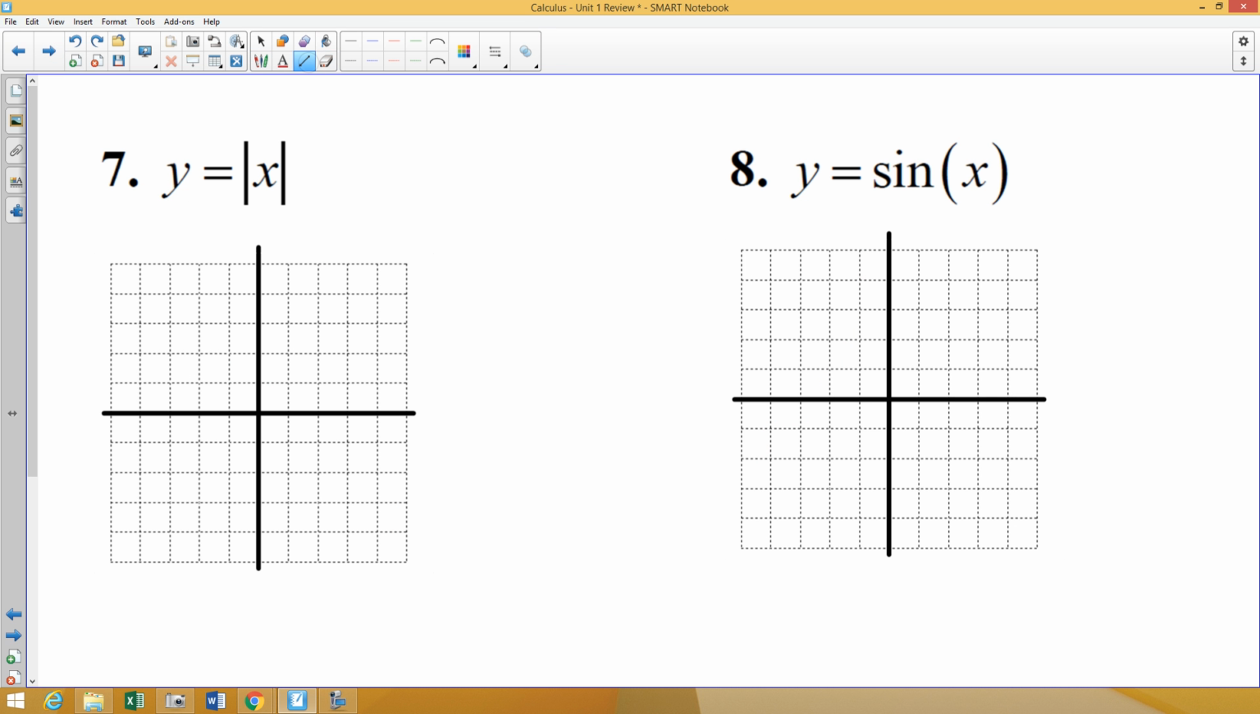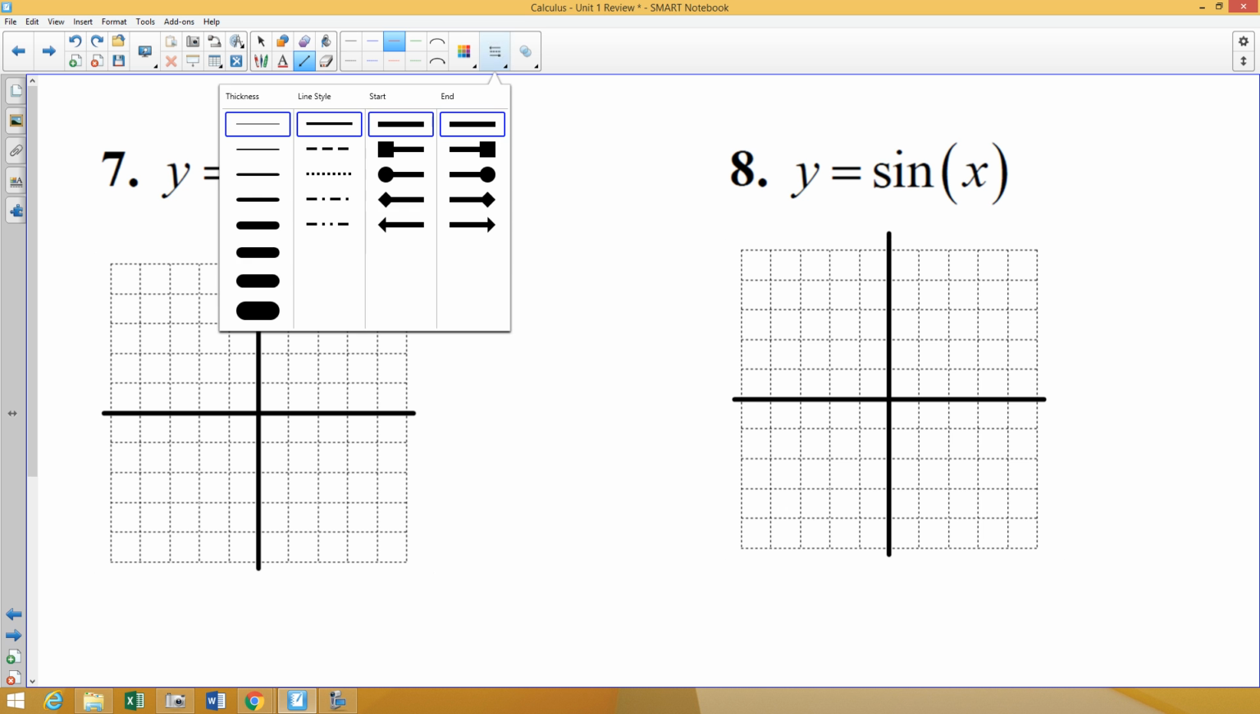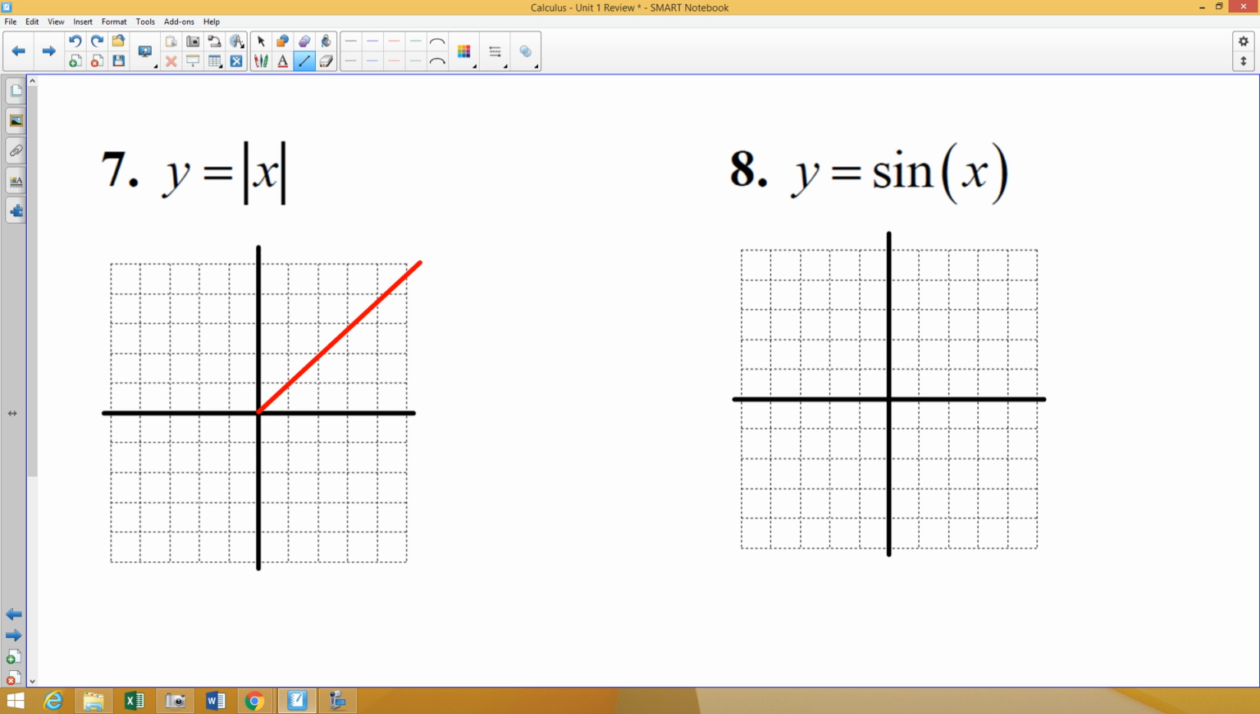Getting a little bit more difficult. Absolute x is not too bad. That's your v with a slope of 1 on the right side of the origin and -1 on the left side. There we go.